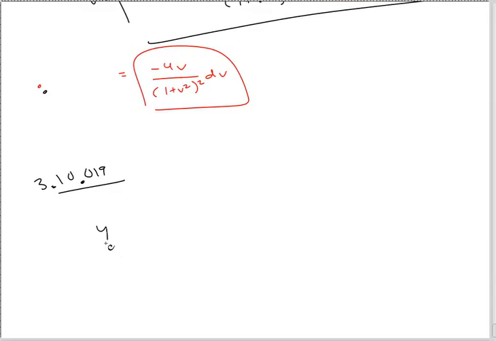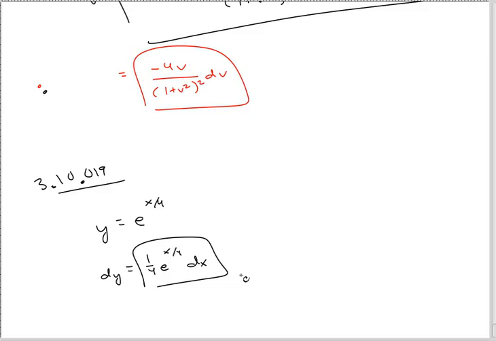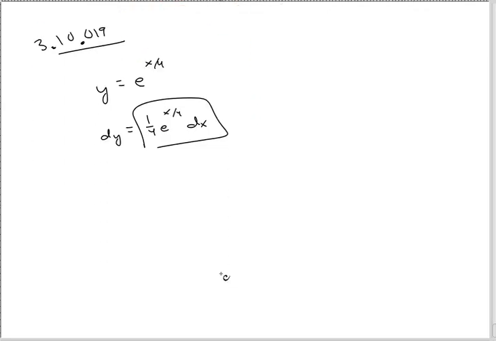All right, y is equal to e to the x over 4. So y prime, oh, my bad, dy is equal to 1/4 e to the x over 4 dx. And you got to include the dx, otherwise they're going to say you're wrong. All right, and then that's part A. Part B says x equals 0 and dx is equal to a positive 0.01.